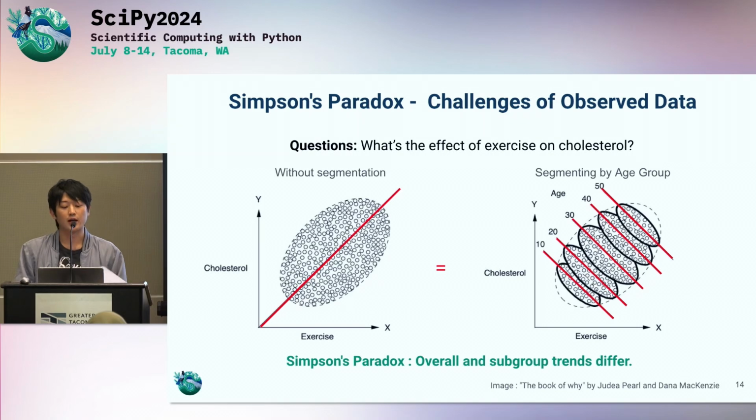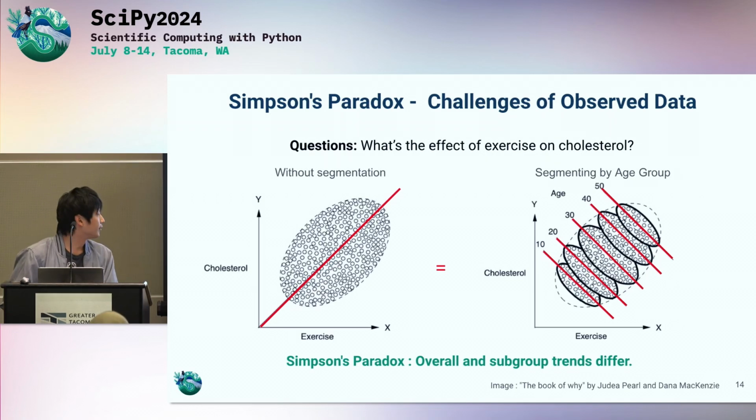But here's another problem. When we cannot conduct an RCT, we need to handle observed data. But observed data can be tricky. This example is from the famous book, The Book of Why by Judea Pearl. The x-axis shows the amount of exercise, and the y-axis shows the cholesterol levels.